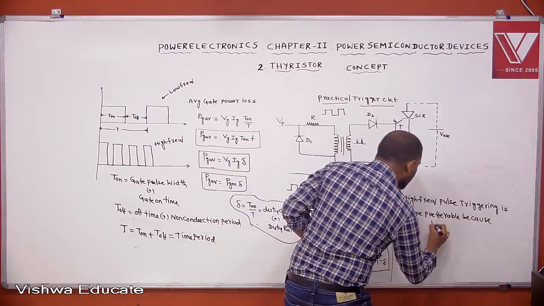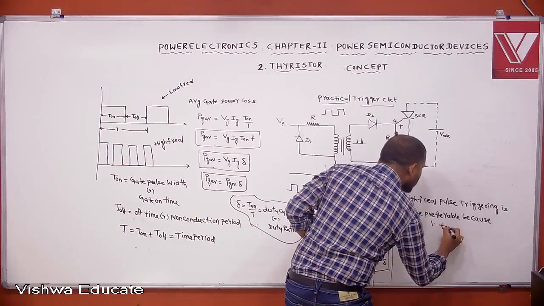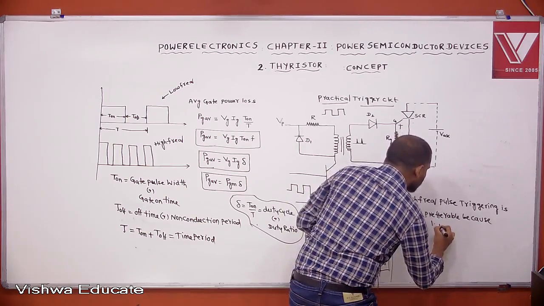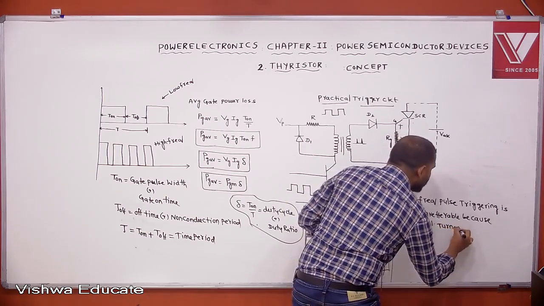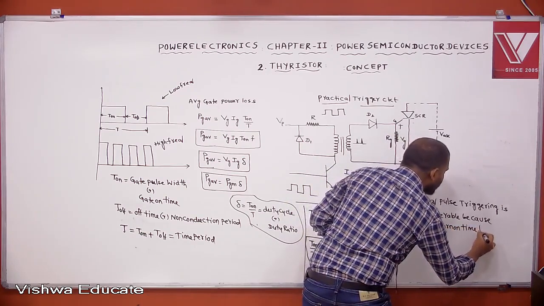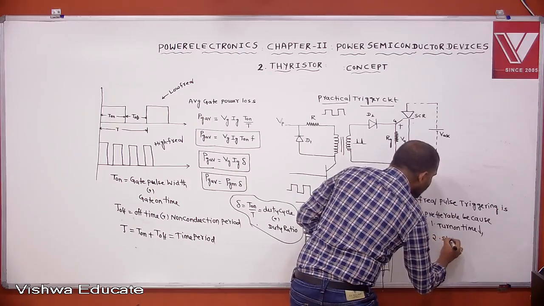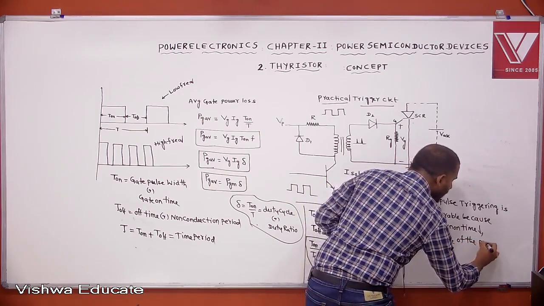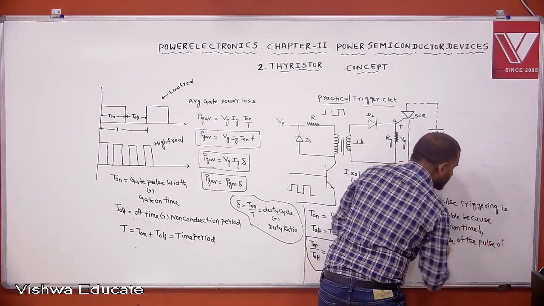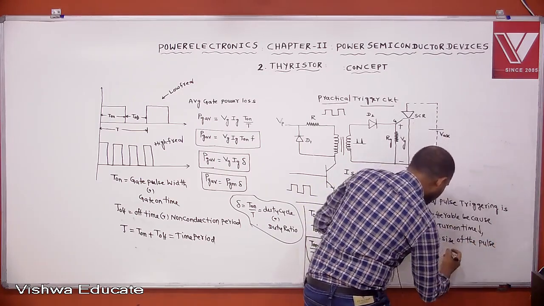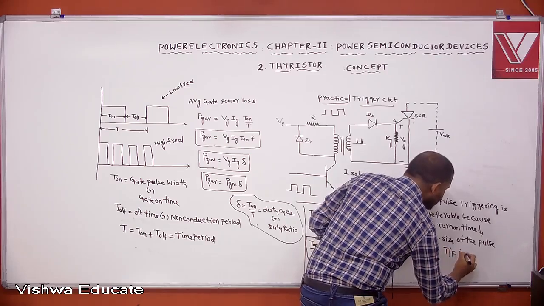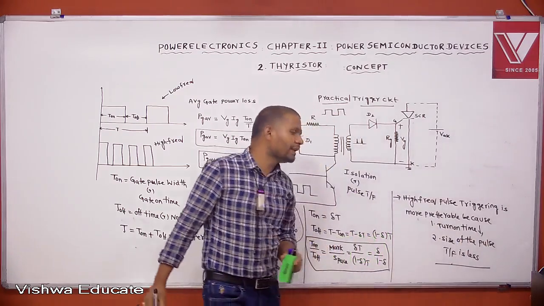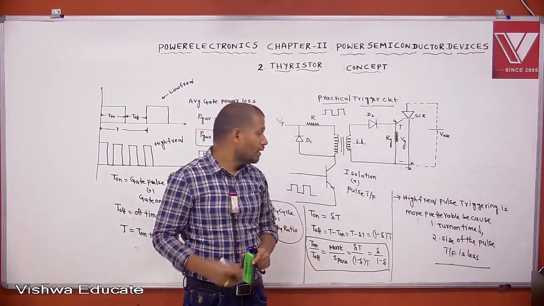One is turn on time, T on, which is reduced. Within less time, the SCR turns on. Then the size of the pulse transformer is reduced. The size of the pulse transformer is less. Because of this reason, high frequency pulse triggering is preferable.